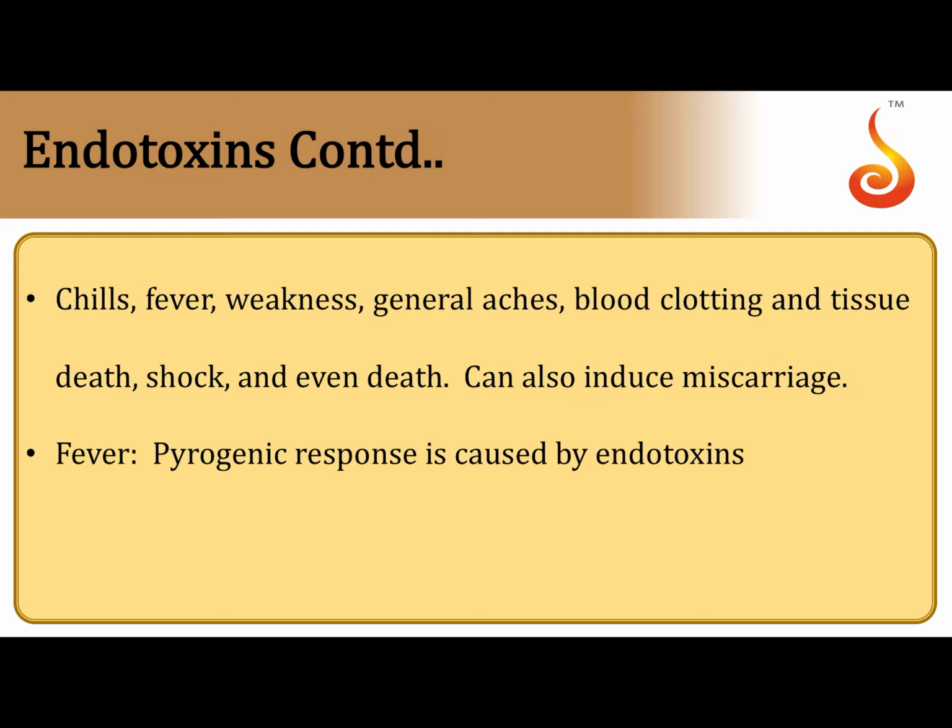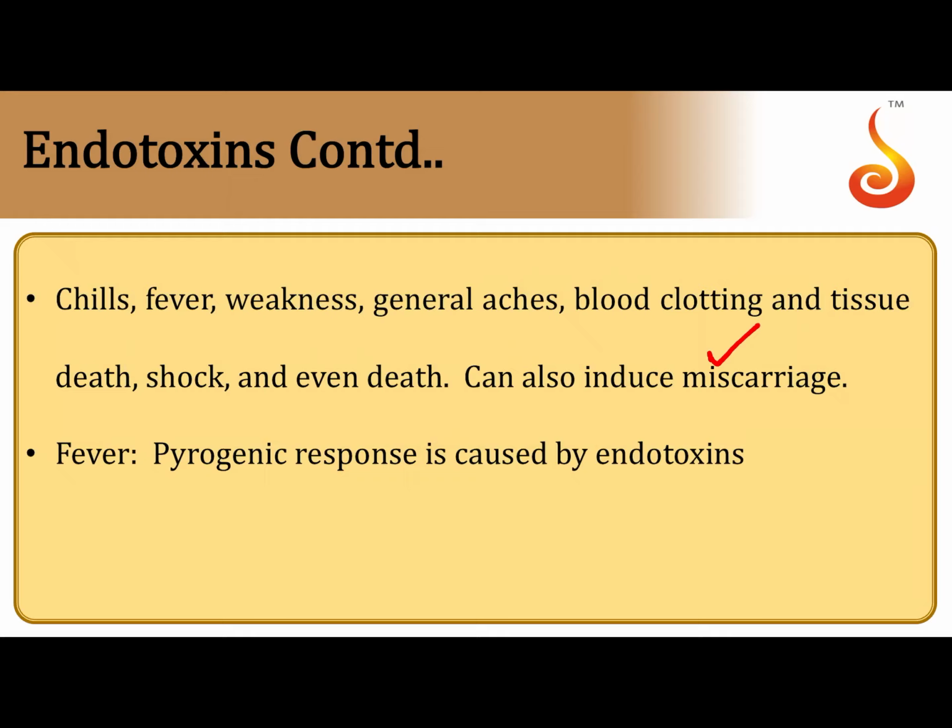Chills, fever, weakness, general aches, blood clotting, tissue death, and shock. Shock meaning volemic shock, where there are fluctuations in the body fluid volume, say excessive blood loss. It may be due to internal bleeding, or due to clotting or hemorrhage, and even death of the person. Such endotoxins are also known to induce miscarriage in pregnant mothers.